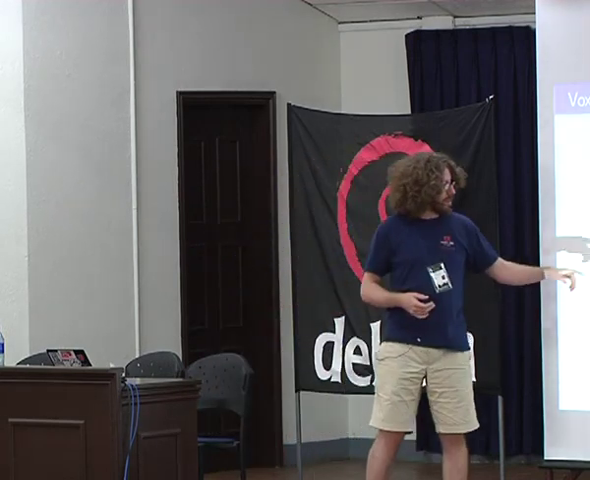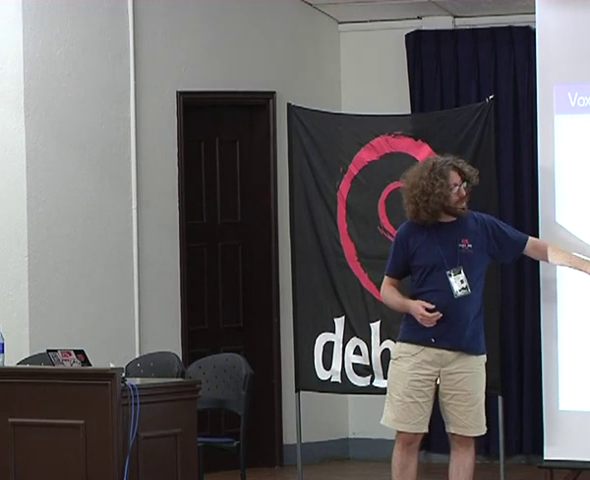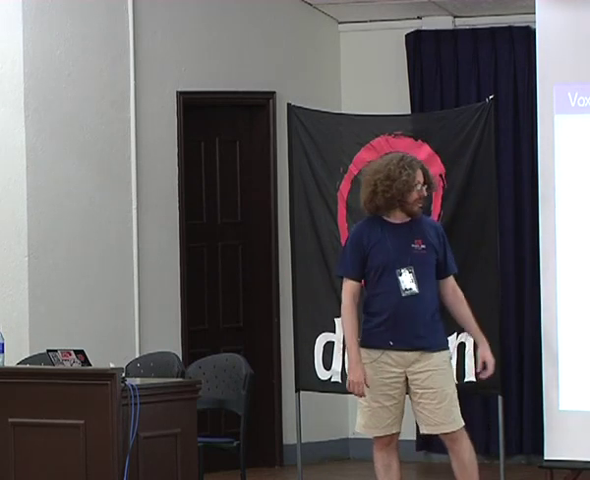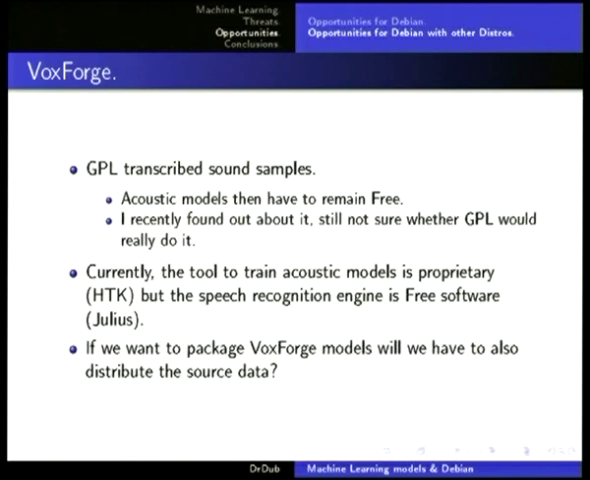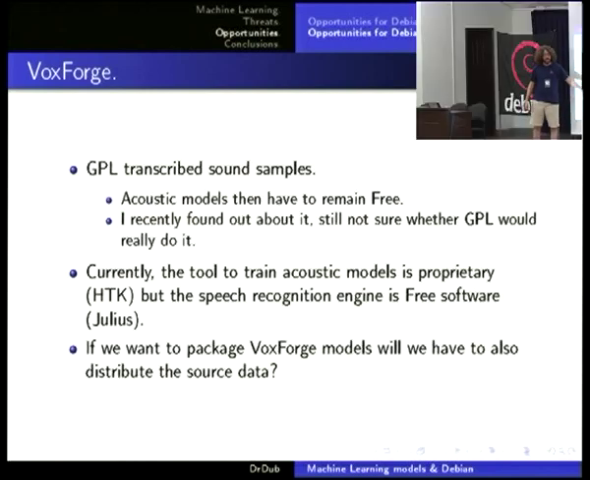So basically this will be the compiler. There is no free compiler. But there is a speech recognition engine called Julius that is free software. And you can download a demo they have. But if we want to package VoxForge models, we also have to distribute all their source data, all these sound files. We'll have to build these models at build time. That will be difficult because HTK, even though it's freely available, you have to sign a license to obtain it.